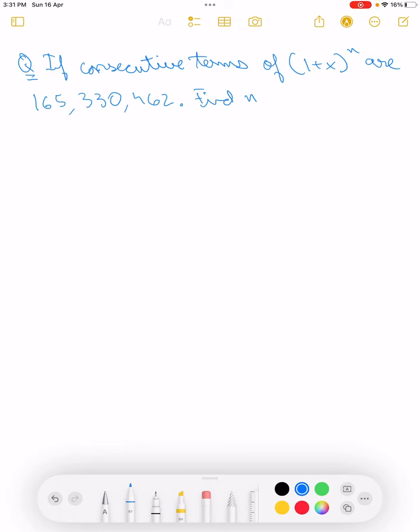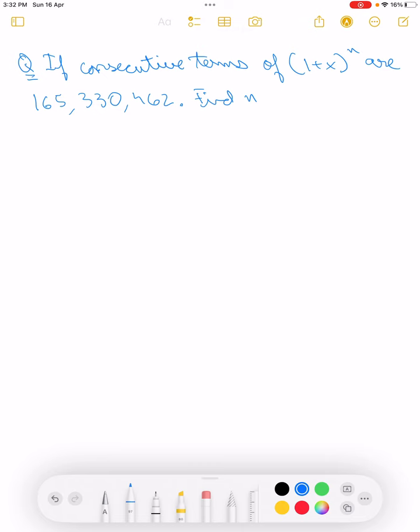So let us discuss a binomial theorem question. We are given an expansion (1 + x)^n, and we are given that the consecutive terms are 165, 330 and 462. So we basically have to determine the value of n.